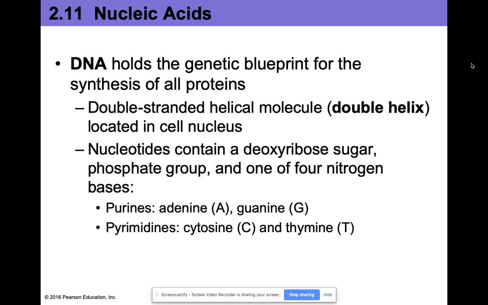You might remember apples grow on trees, gas goes in cars. A always pairs with T, and G always pairs with C. We have two different classes of our nitrogenous bases, of our nucleotides here. You have purines and pyrimidines.